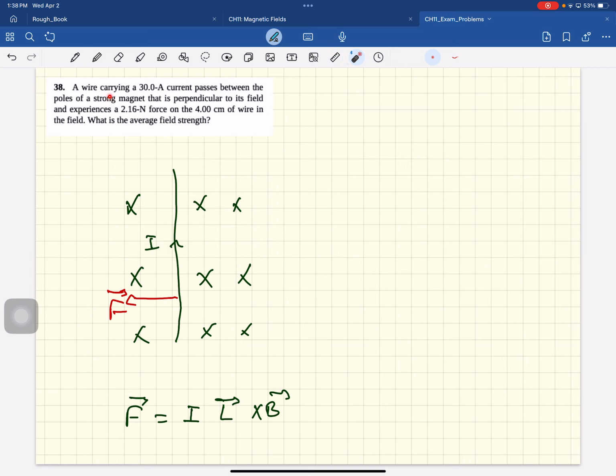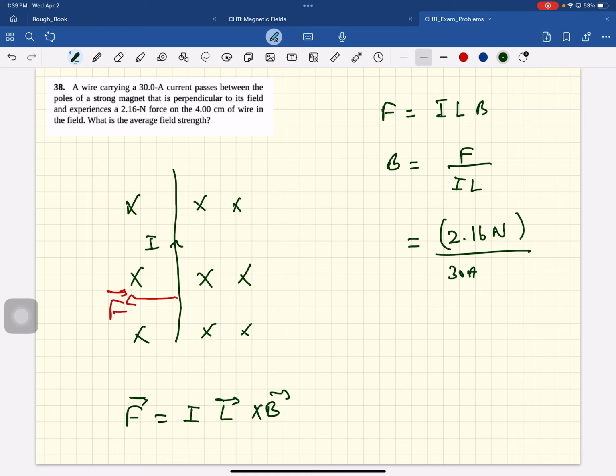Okay. A wire carrying a 30 amp current passes between the poles of a strong magnet that is perpendicular to its field and experiences a 2.16 Newton force on the 4 centimeter length of wire in the field. What is the average field strength? So the magnitude of this force is ILB, since L and B are perpendicular to each other, and B is F over IL. 2.16 newtons divided by 30 amps, and the length that is relevant is the portion just in the magnetic field.